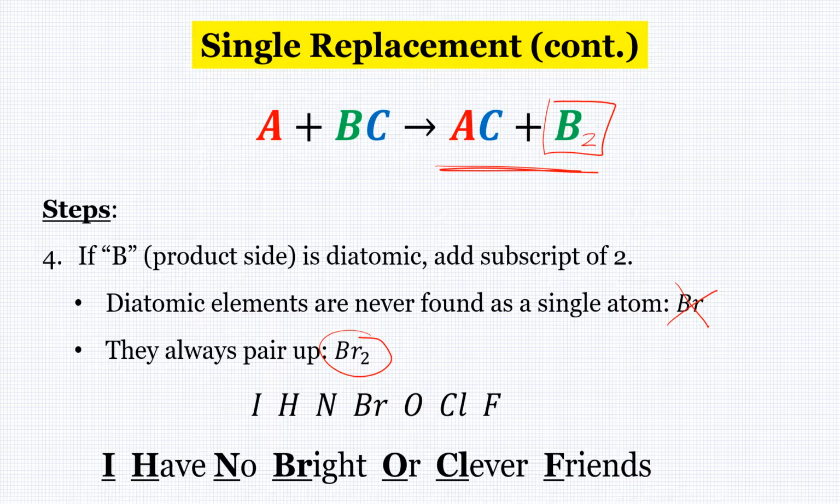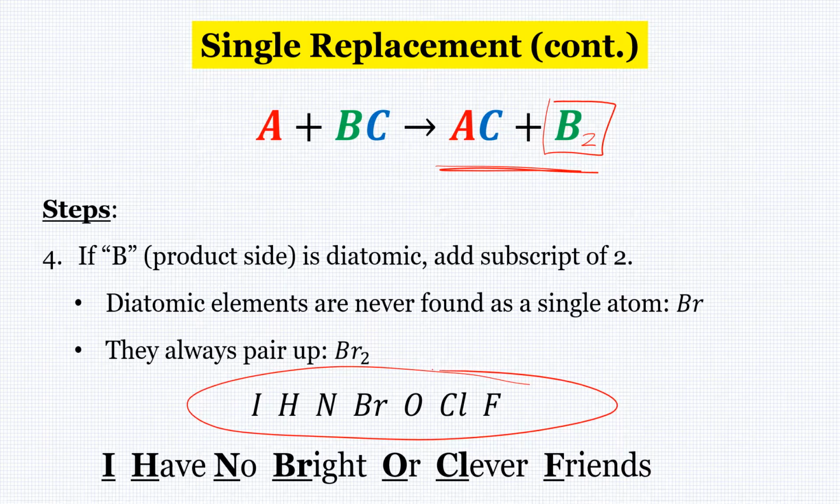So below is a list of all of the elements that follow this rule. We have iodine, hydrogen, nitrogen, bromine, oxygen, chlorine, and fluorine. So I have this mnemonic that will help you remember this. I have no bright or clever friends. So I've underlined the element in each word that you're remembering with each word. And if you can remember this, you should be able to remember all of the elements that are diatomic.